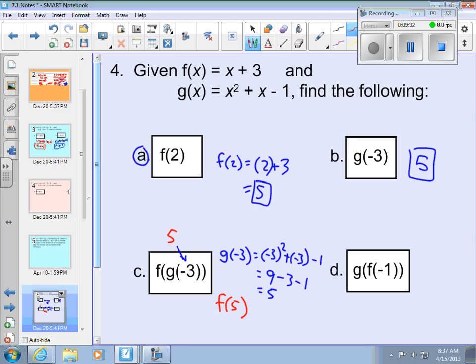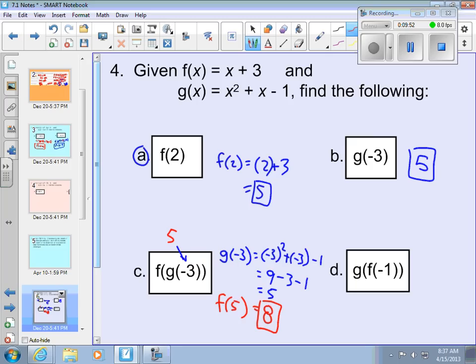Since we know g at negative 3 equals 5, what is the function f evaluated at 5? Well, if we plug 5 in for x, 5 plus 3 would equal 8. And that's the solution to the whole problem. Okay. We'll try D in class when you come in tomorrow.